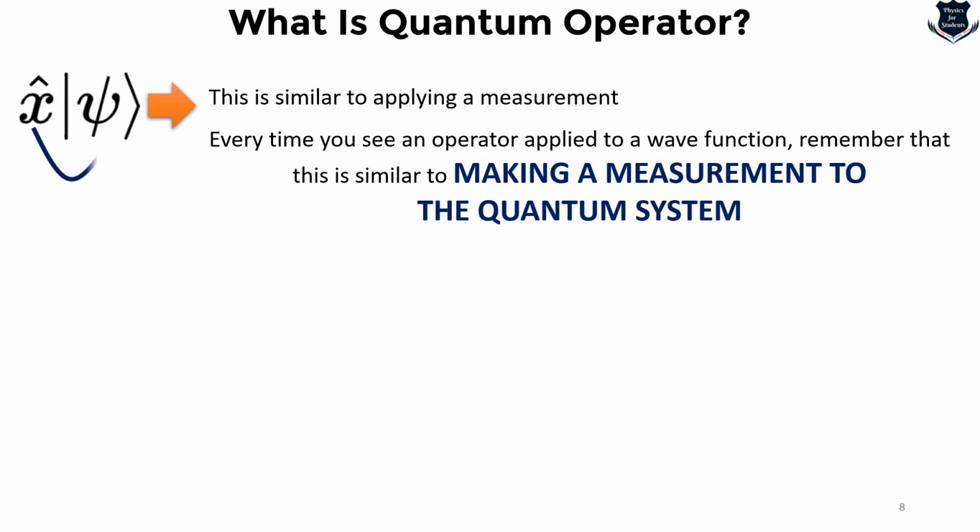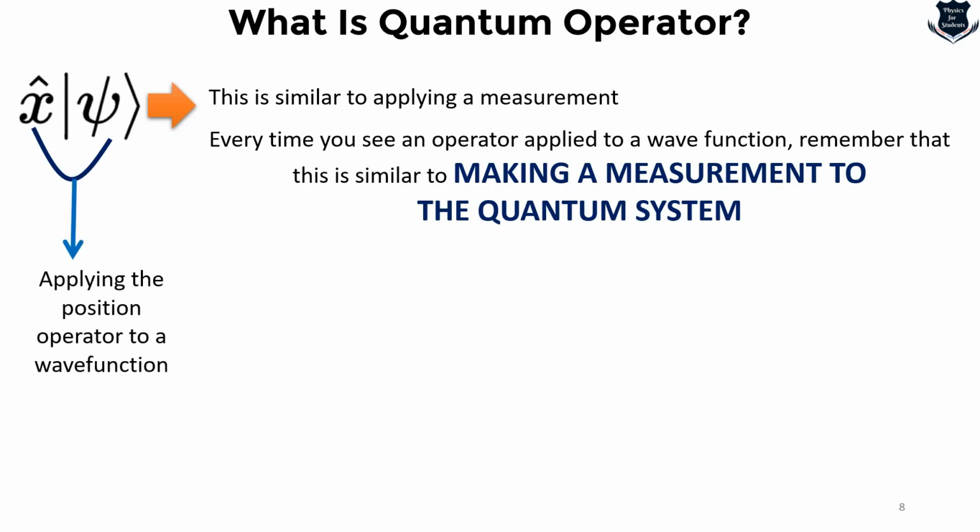Now, when I say x with a vertical bar and a psi, these are notations of bra and ket. I'm not going into that. The operator is labeled as x, the position along the x-axis, with a nice little hat on top, which denotes an operator. So that is how we find it. We are applying the position operator to a wave function.